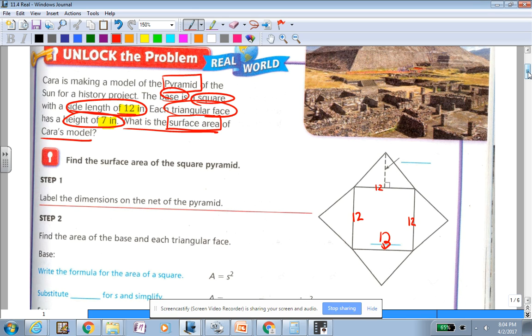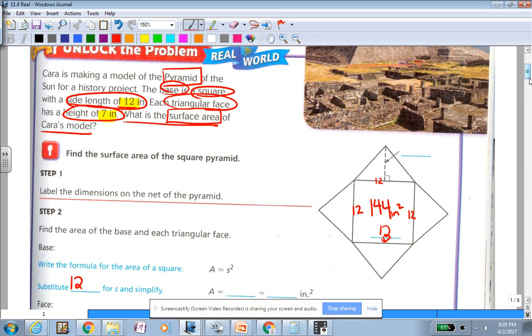And we always say, what do you see as a mathematician when you're looking at an equation, when you're looking at a geometric shape? And here I see a square and I see 4 congruent equal triangles. This square has an area of 12 times 12 because it's side squared. So that's 144 inches squared.